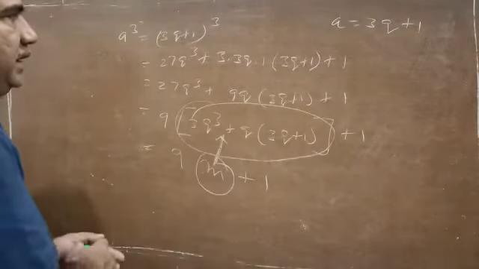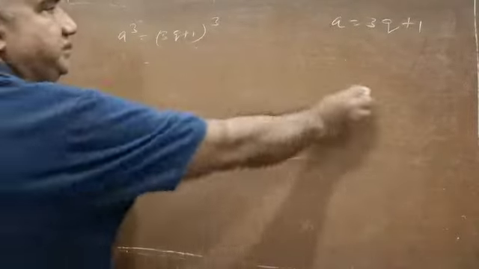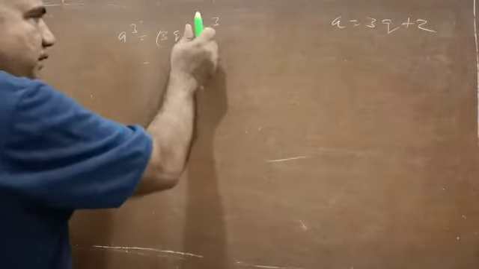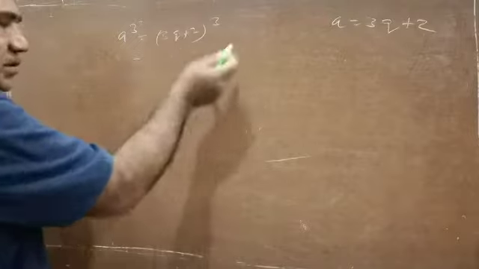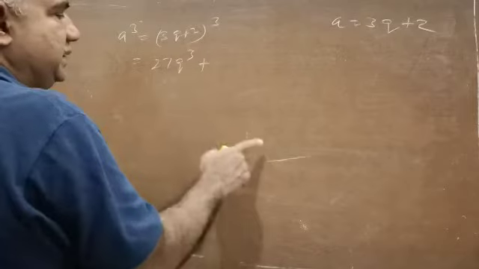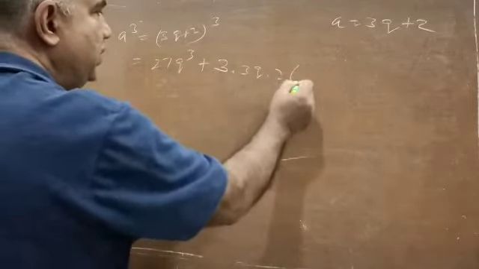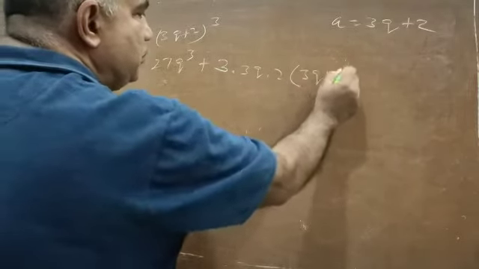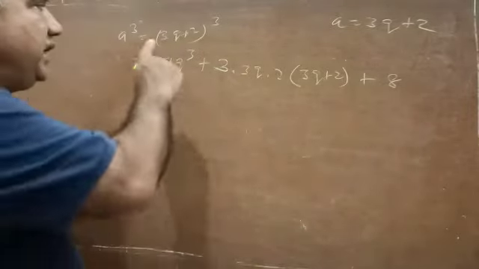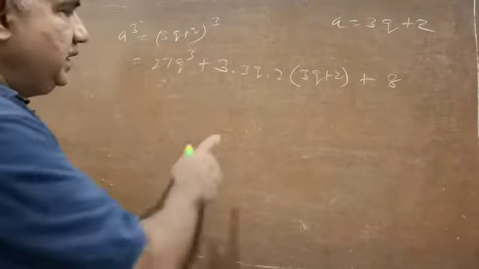This is m. Now yet another case, if we take that a could also be 3q plus 2. If a is 3q plus 2, then what to do? We will write 2 here and we will now work it out. 27q cube plus 3ab into a plus b, that is 3q into 2 into 3q plus 2, and plus cube of 2, that is 8. See, a plus b whole cube is a cube plus 3ab into a plus b plus b cube. This is known to us.